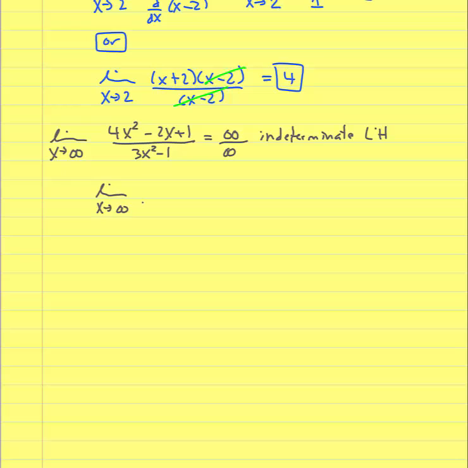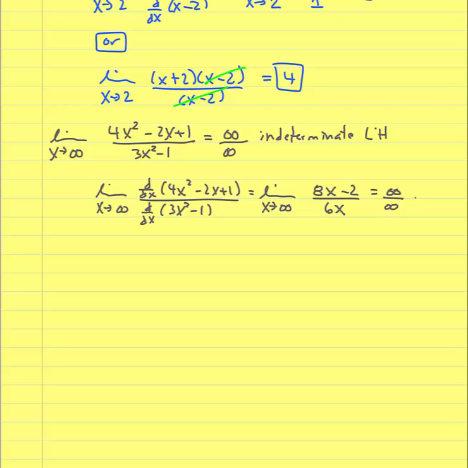Let's go ahead and write out the definition. The derivative with respect to x, 4x squared minus 2x plus 1. And again, this is not the quotient rule. I'm just taking the derivative of the top and bottom separately. This would end up being the limit as x approaches infinity of 8x minus 2 over 6x. If I plug directly in, I get infinity over infinity again, which is indeterminate L'Hopital's.